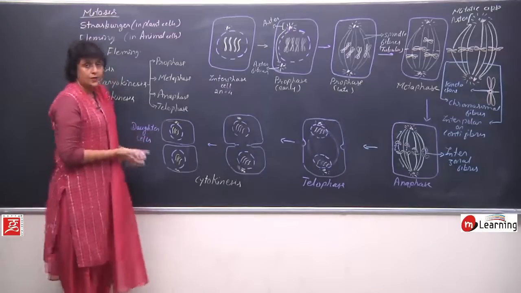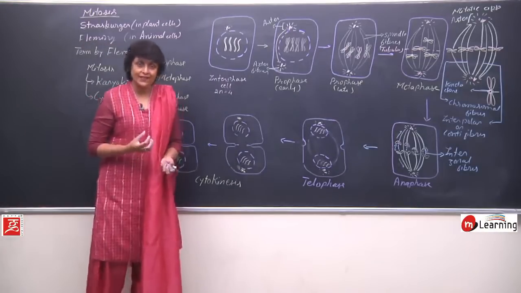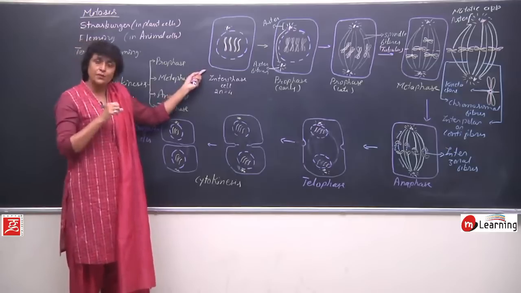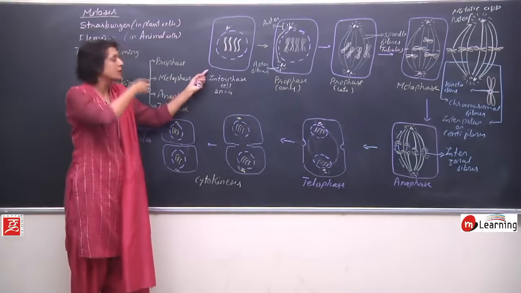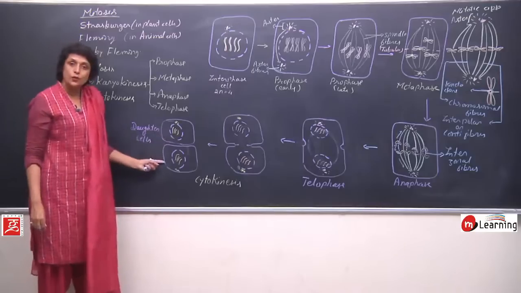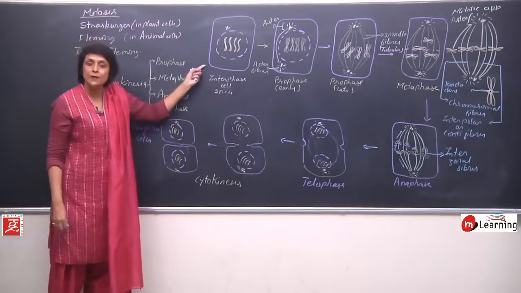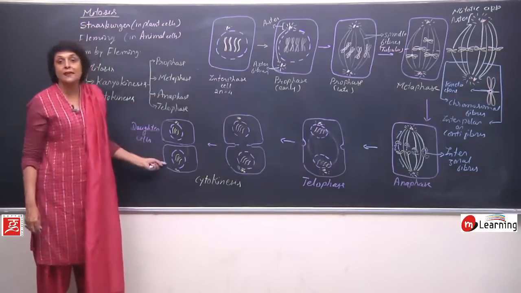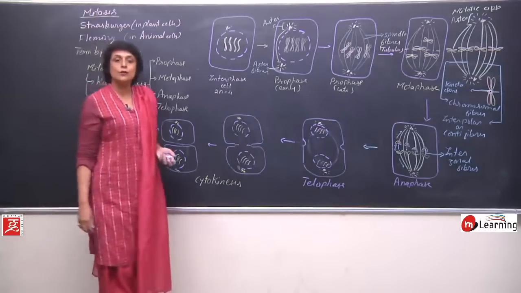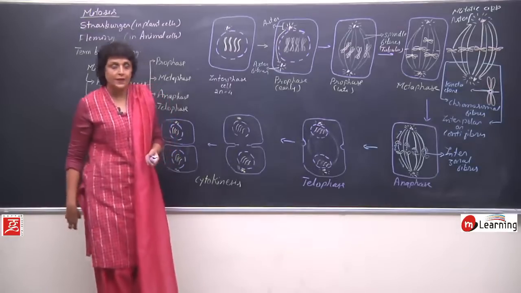Are the daughter cells quantitatively equal or same as the parent cell? Quantitatively means we are talking in terms of chromosomes. 2n number is 4. Here 2n number is 4. So they got the same number of chromosomes as the parent cells. And that is why mitosis is also known as equational division.